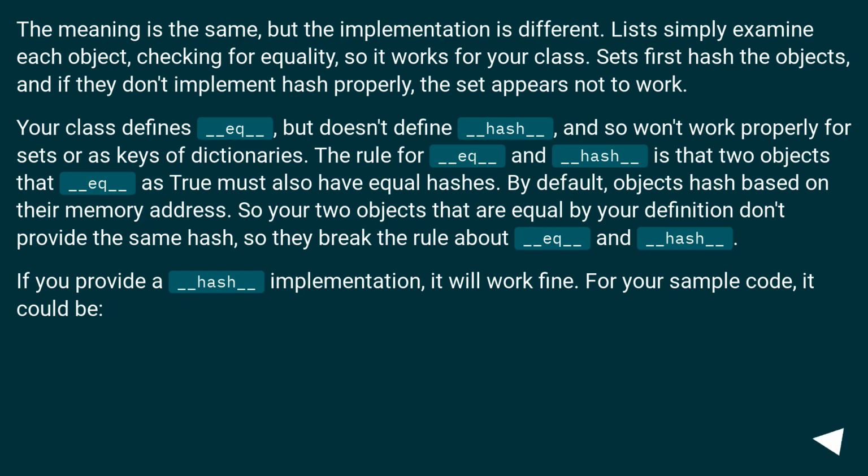The meaning is the same, but the implementation is different. Lists simply examine each object, checking for equality, so it works for your class. Sets first hash the objects, and if they don't implement hash properly, the set appears not to work. Your class defines __eq__, but doesn't define __hash__, and so won't work properly for sets or as keys of dictionaries.